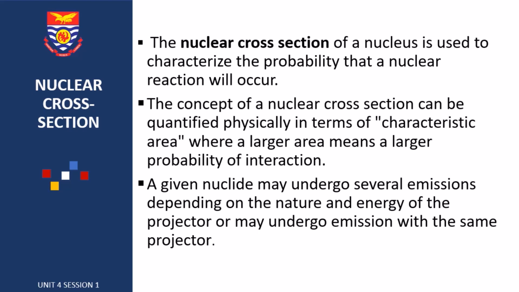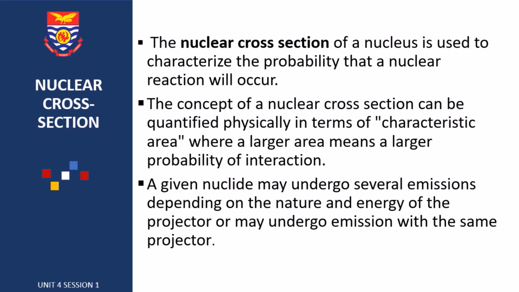But the question we ask is, is it possible to calculate how much of these incident particles will actually react with a nucleus to bring about nuclear reaction? To do this kind of calculation, we need to know something known as nuclear cross-section. We can simply explain the nuclear cross-section as an area around the nucleus on which, when incident particles interact with it, will lead to a nuclear reaction.